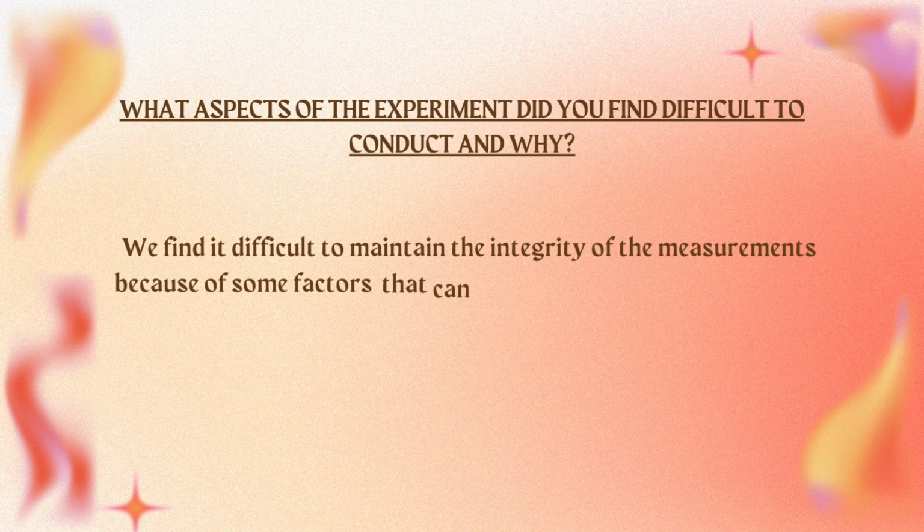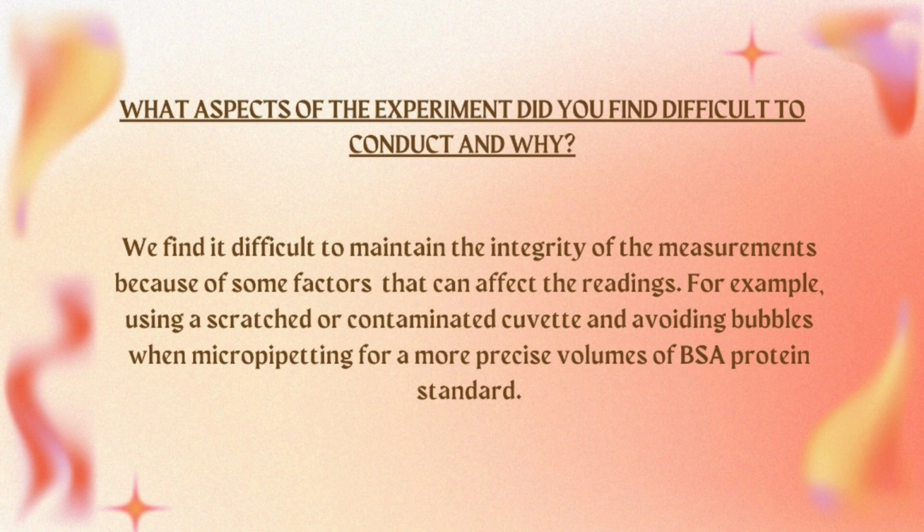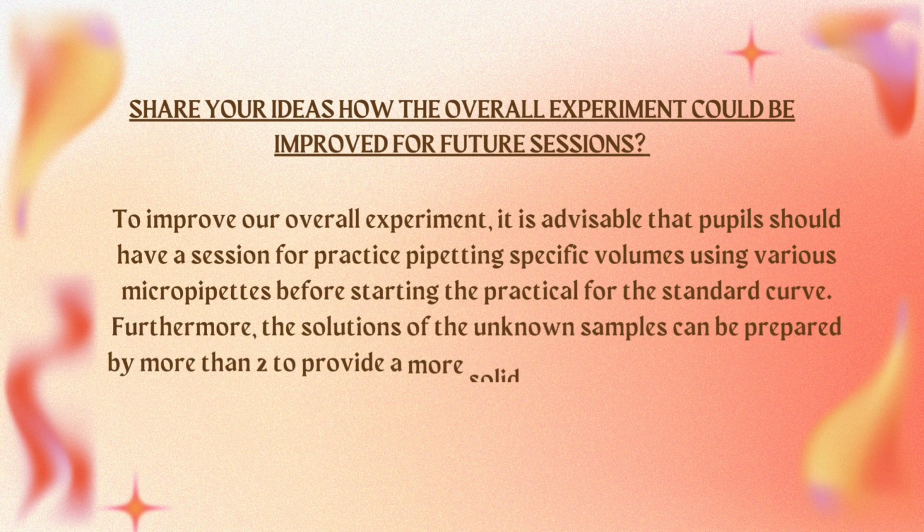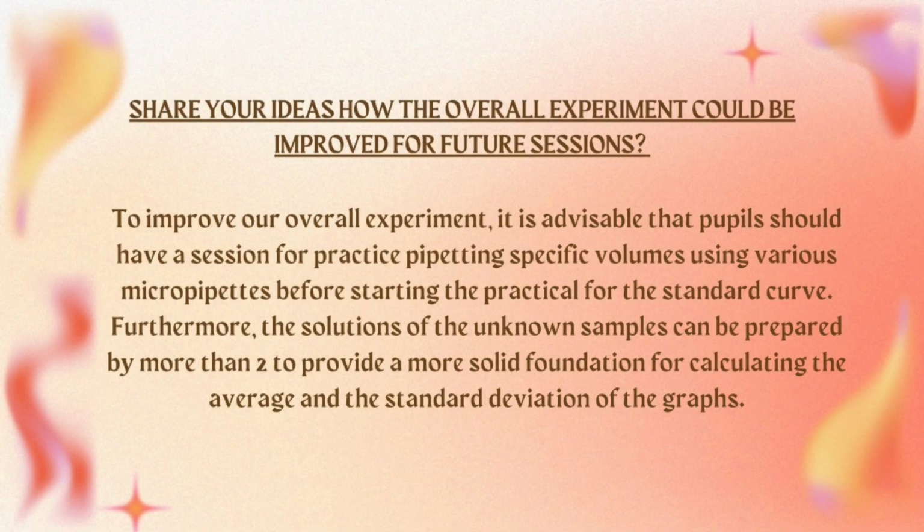We find it difficult to maintain the integrity of the measurement because of some factors that can affect the readings. For example, using a scratched or contaminated cuvette and avoiding bubbles when micropipetting for more precise volumes of BSA protein standard. To improve our overall experiment, it is advisable that people should have a practice session pipetting specific volumes using various micropipettes before starting the practical for the standard curve.